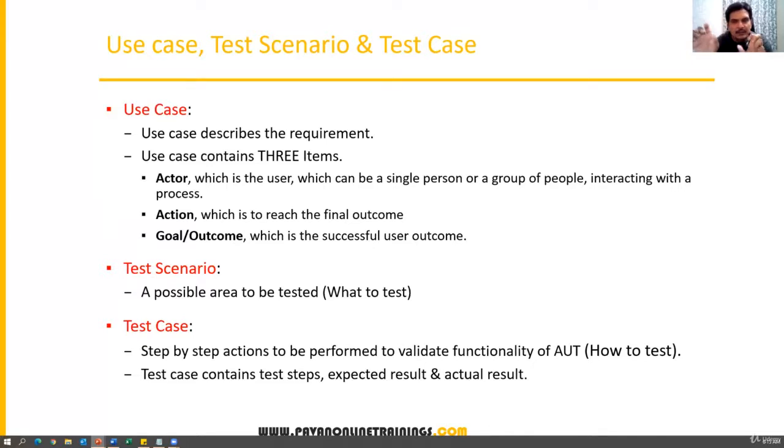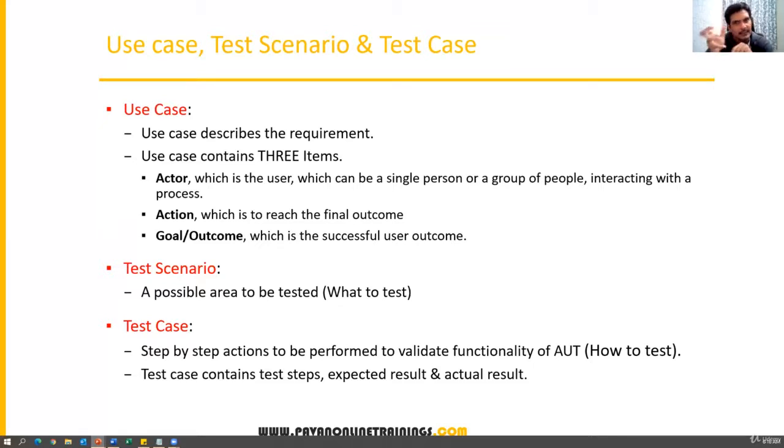So by seeing the picture, we can easily understand the functionality of the application, which contains the three parts: actor, action, and goal. As an actor, as a user, what do you have to do? Action is nothing but a process. And then what is the outcome you will get after completion of the action? So a use case talks about these three things. And by seeing the use case, we can clearly understand the functionality or the flow in the application. So that is a part of the requirement.